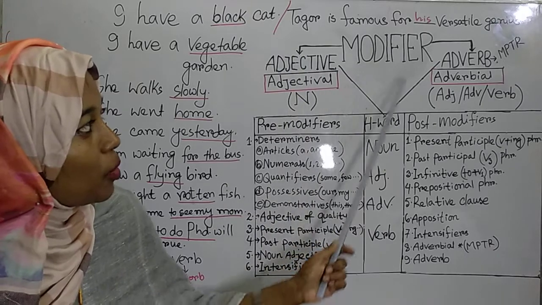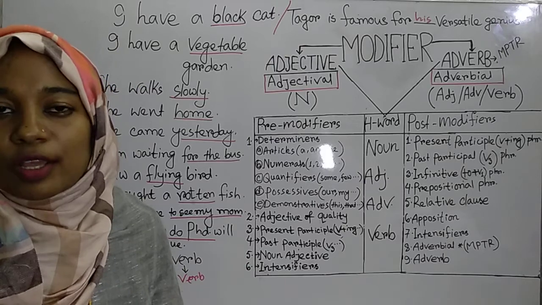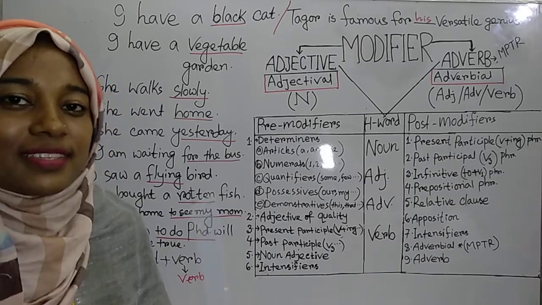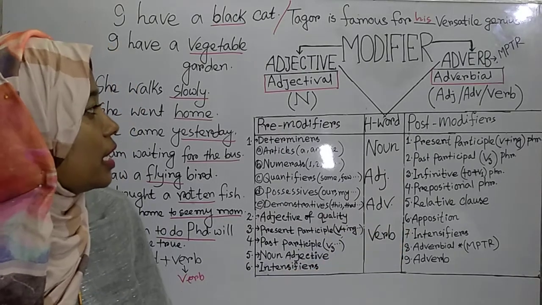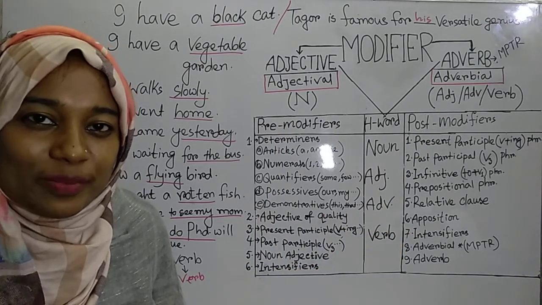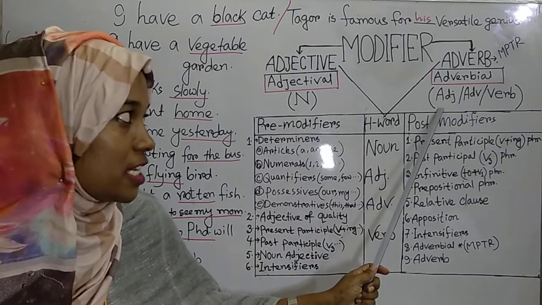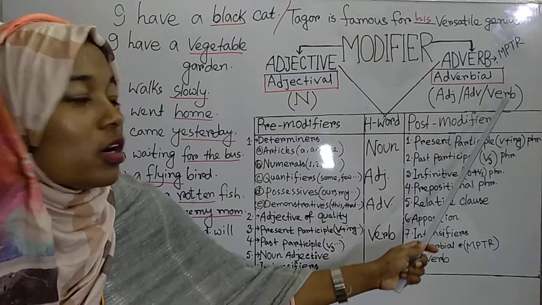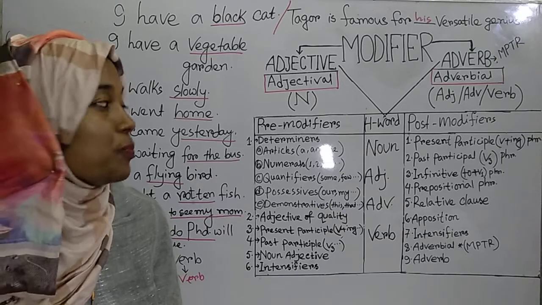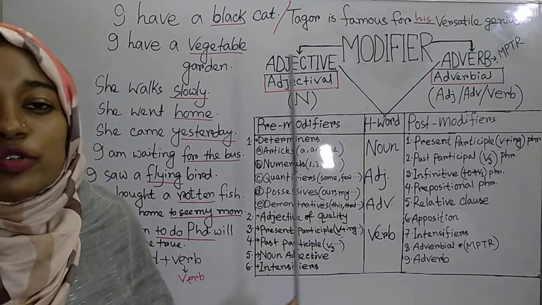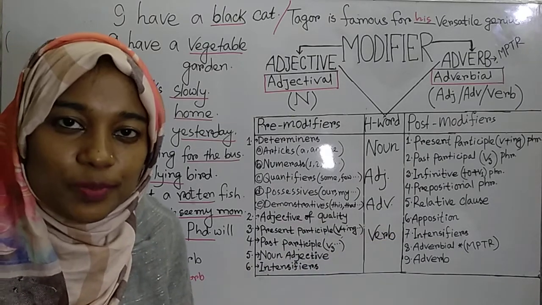Actually, a modifier is a word or a phrase or a clause that functions as an adjective or adverb and gives additional information about a noun or an adjective or an adverb or a verb. According to parts of speech, modifiers are of two kinds, adjective modifiers and adverb modifiers.